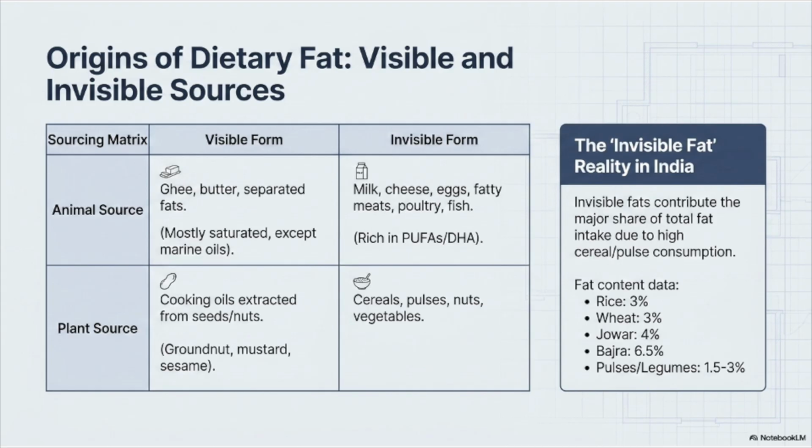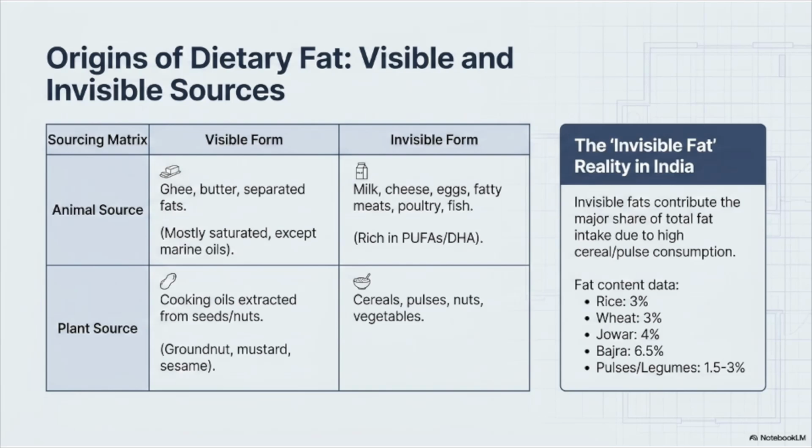Dietary fat comes from both visible and invisible sources. From animal sources, visible fat includes ghee, butter, and separated fats, which are mostly saturated except for marine oils, while invisible fat includes milk, cheese, eggs, fatty meats, poultry, and fish, which are rich in polyunsaturated fatty acids and DHA.